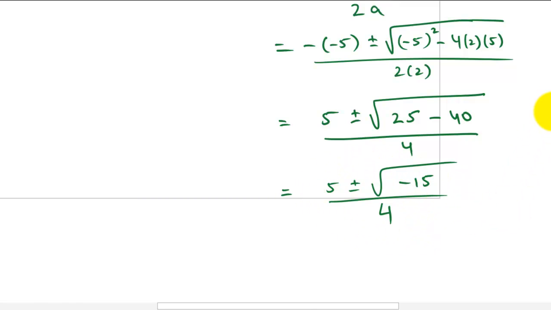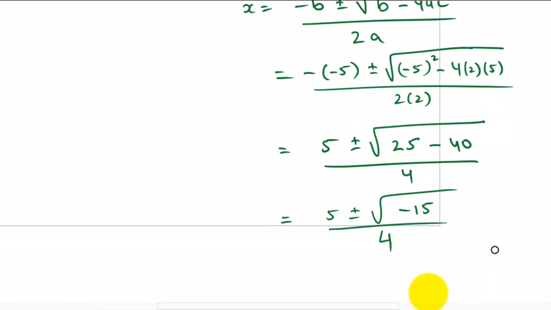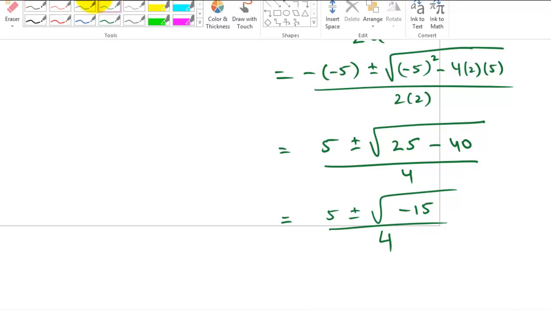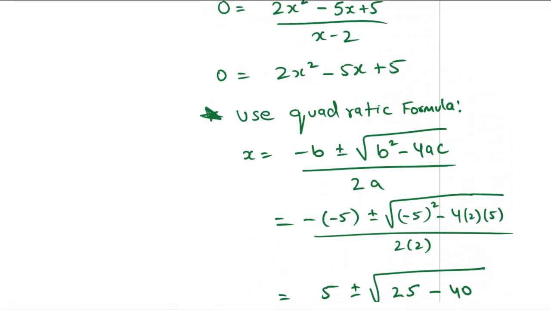Now what this expression is telling us is that we're taking the square root of a negative number. As a result, we know that that is not possible, or in fact, it's not going to give us any real roots. Okay, so we have no real roots. What that means is there are no x-intercepts, right? So as a result, there are no x-intercepts.